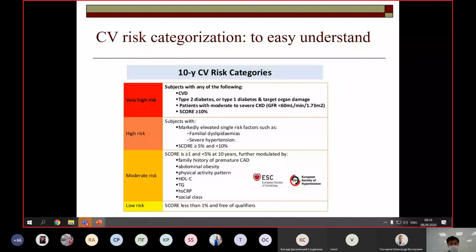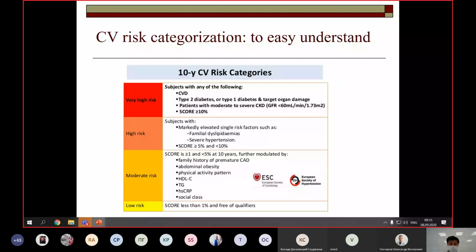High risk is qualified when a subject has markedly elevated single risk factors such as familial dyslipidemia and severe hypertension, and the SCORE is between 5% and less than 10%. And of course, very high risk is the patient having the following: established cardiovascular disease, type 2 diabetes mellitus or type 1 diabetes with target organ damage, moderate to severe chronic kidney disease with estimated GFR less than 60 milliliters per minute, and a SCORE of more than 10%.